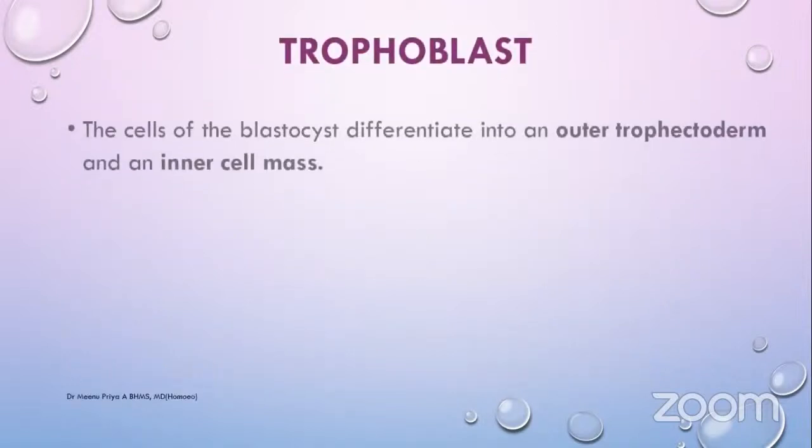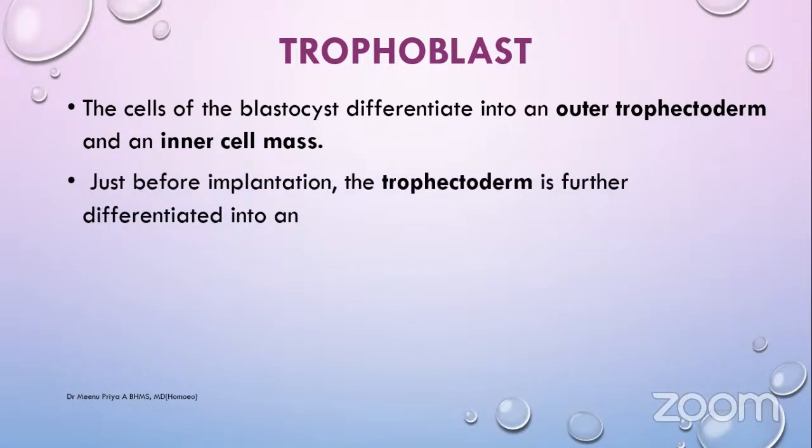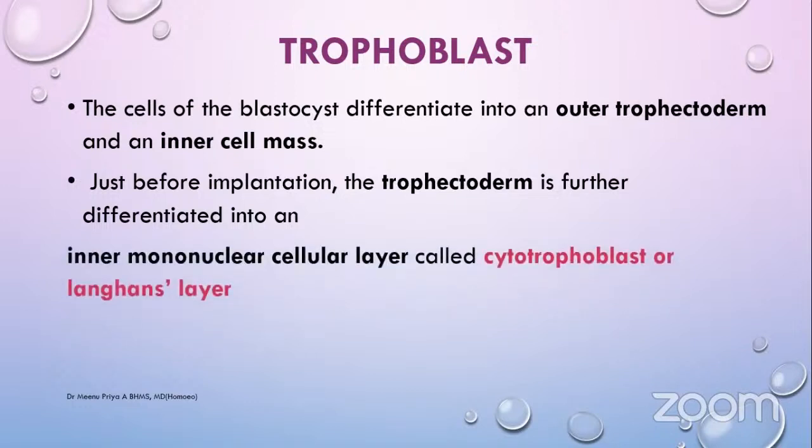Next is trophoblast. The cells of the blastocyst differentiate into outer trophectoderm and inner cell mass. So we saw the morula had an inner cell mass, which is the embryo, and the outer layer. In the same way, after the formation of the blastocyst, the inner cell mass remains like that, and the outer trophectoderm is formed. It is differentiated into outer trophectoderm, and just before implantation, the outer trophectoderm is further differentiated into an inner mononuclear cellular layer called cytotrophoblast or Langhans layer.